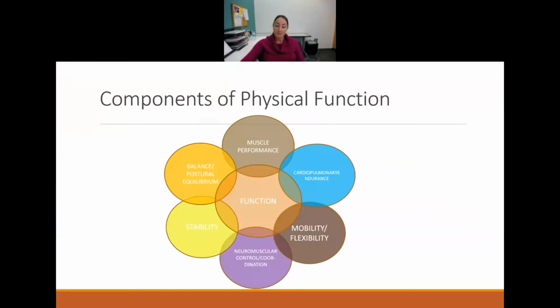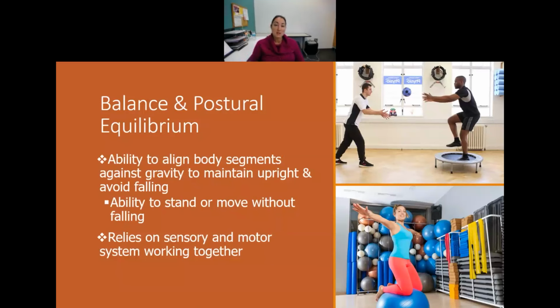Some of the components of physical function: we have muscle performance, cardiopulmonary endurance, mobility, flexibility, neuromuscular control and coordination, stability, balance, and postural equilibrium. All these go into physical function. So we're going to start with balance and postural equilibrium.